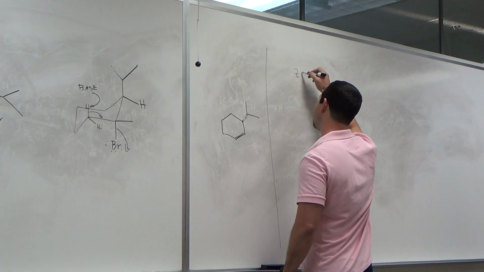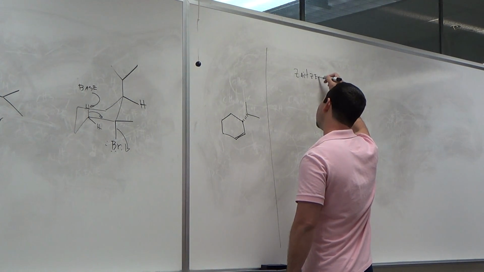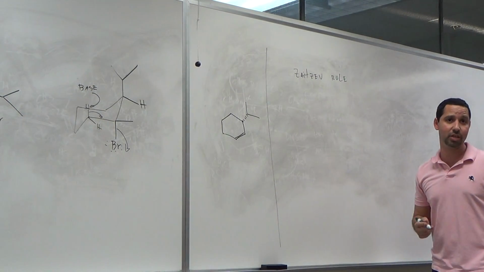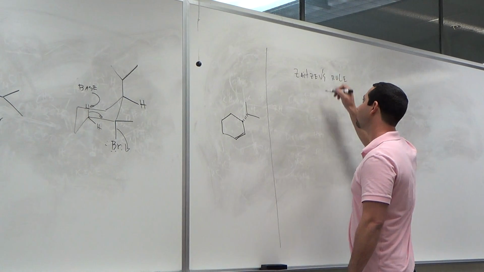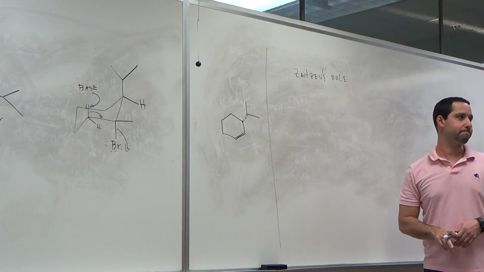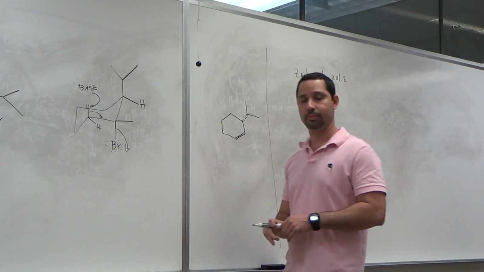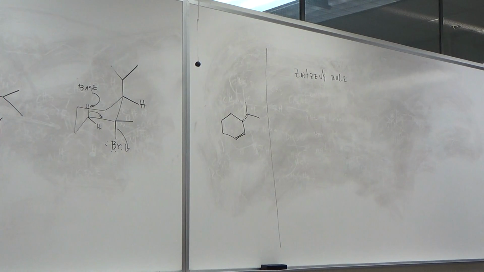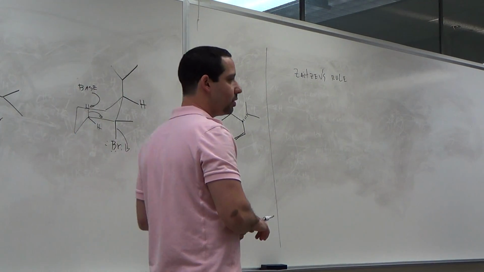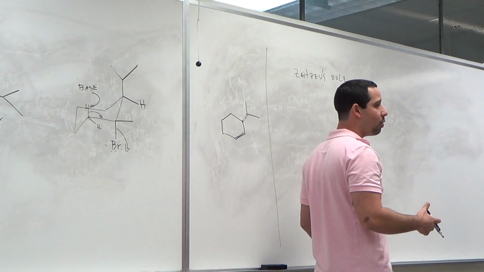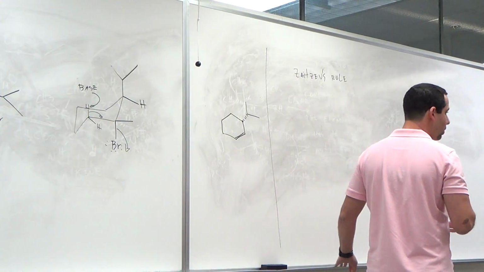There is something called Zaitsev's rule. You mentioned it. I mentioned it? Yes. Zaitsev's rule says during an elimination, the more substituted double bond is the one that is formed. So Zaitsev says that if I have a choice, what double bond am I going to make? The most substituted. The more substituted one.